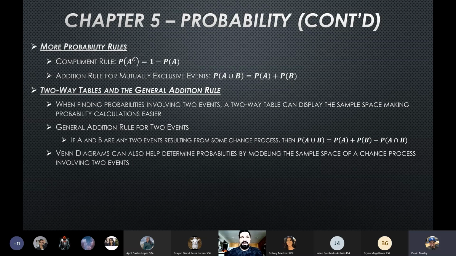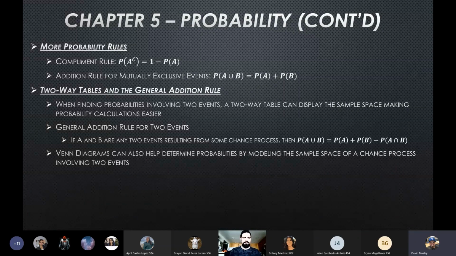We can also use Venn diagrams to help determine probabilities by modeling the sample space of a chance process involving two events. Remember, a Venn diagram is when you get the two circles, draw them both in a square, and they have a little intersection space between them. That can help us model two events.